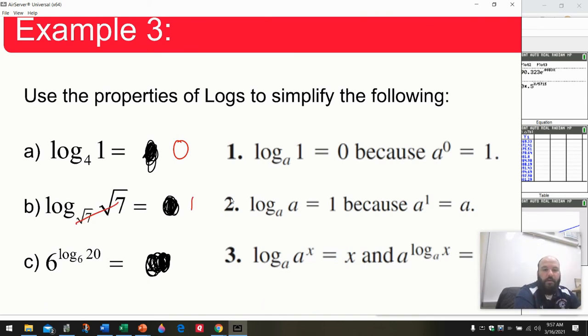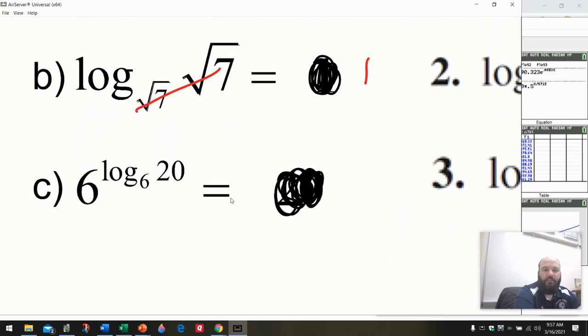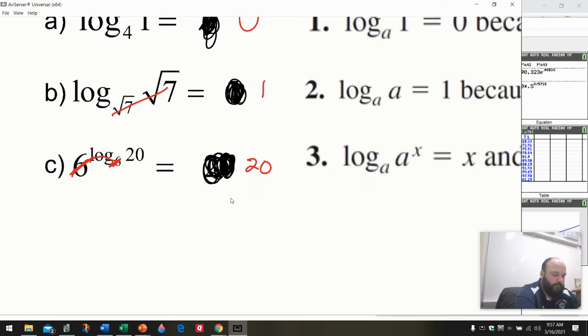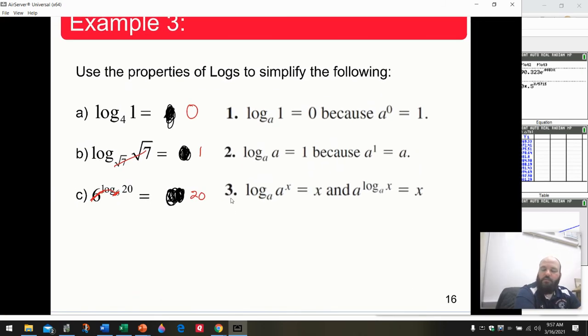Okay? Now the last one is a little bit trickier. You can see we have 6 to the power of log base 6 of 20. Since the base of the exponent matches the base of the log, all of that cancels out, and we're simply left with the number 20. So there are 3 examples of problems that you can solve utilizing the rules of logarithms.